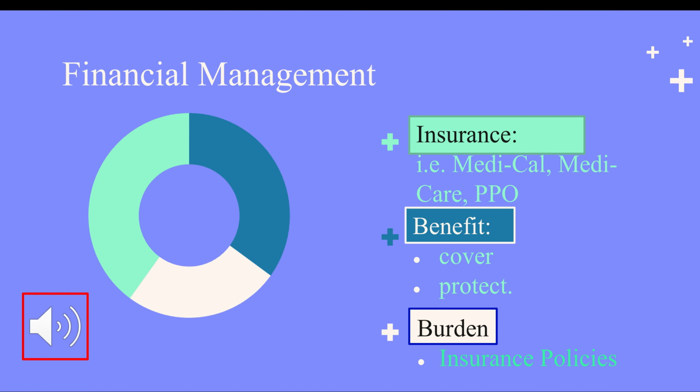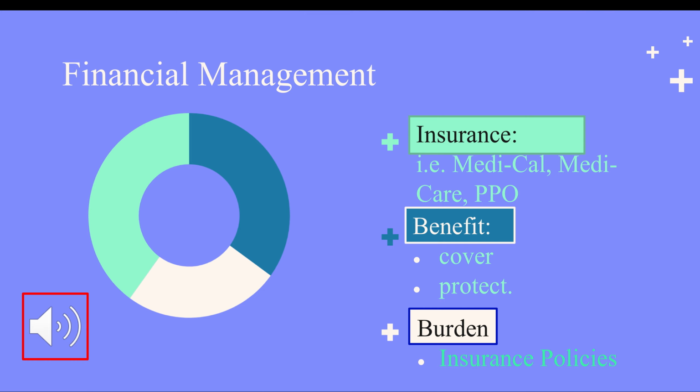Breaking down the financial management of the scenario, insurances such as Medicare, Medi-Cal, PPO, the benefits of them are that it covers essential health benefits critical to maintaining health and treating illnesses and accidents while protecting from unexpected high medical costs versus someone paying out of pocket.